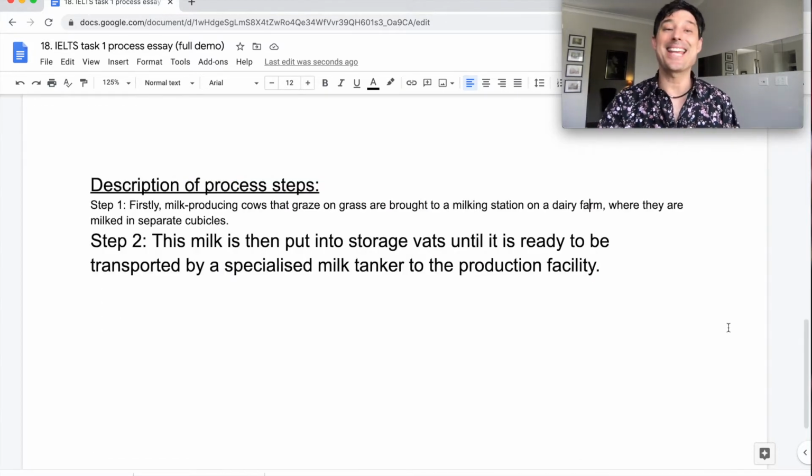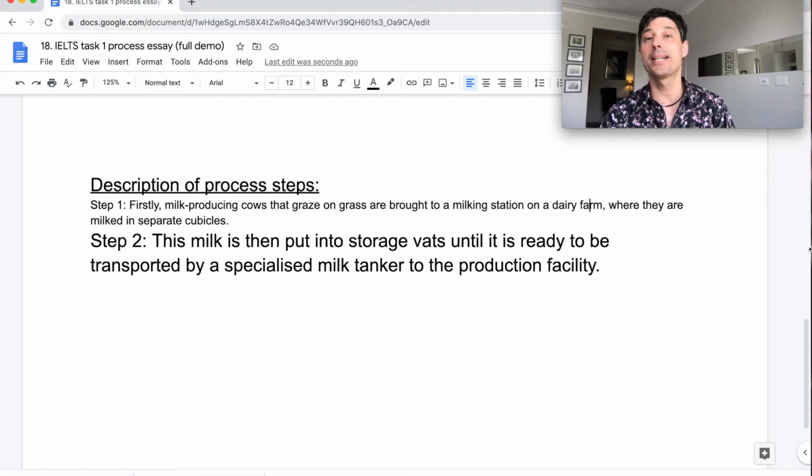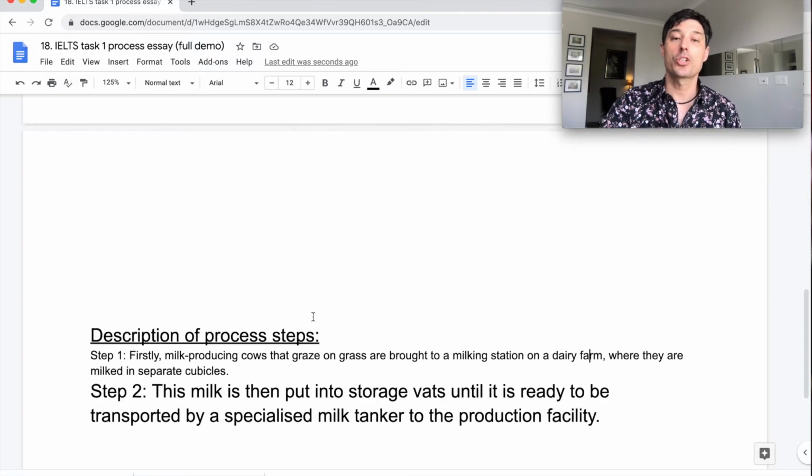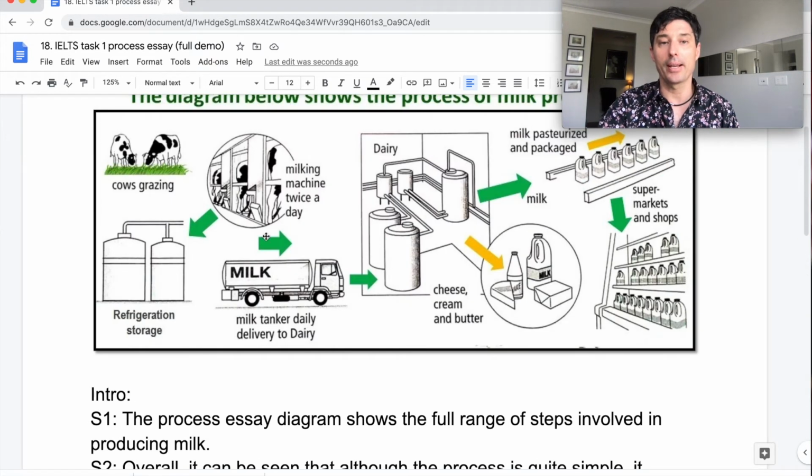Okay, so here's my second sentence describing those next two steps. This milk is then put into storage vats until it is ready to be transported by a specialized milk tanker to the production facility. So what I'm doing is I'm describing the milk taken from here, put into the vats, taken by truck to the dairy production facility. So in one sentence, I've almost gone about halfway into the whole process.